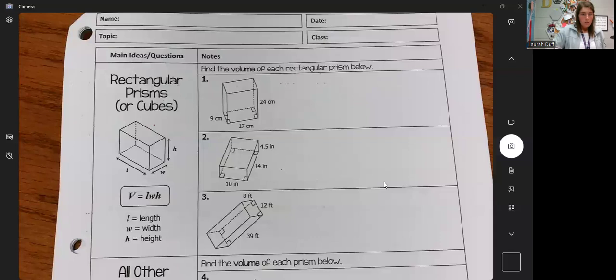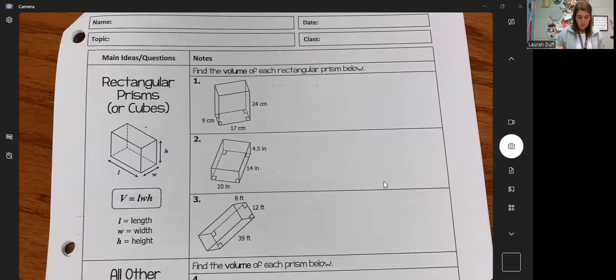So let's look at that. First we're going to start with prisms, and let me share my screen while you get your notes out. So we're on this first page, or this is page number 5 in your notes if you're not there yet. We're going to start with just a rectangular prism or a cube.